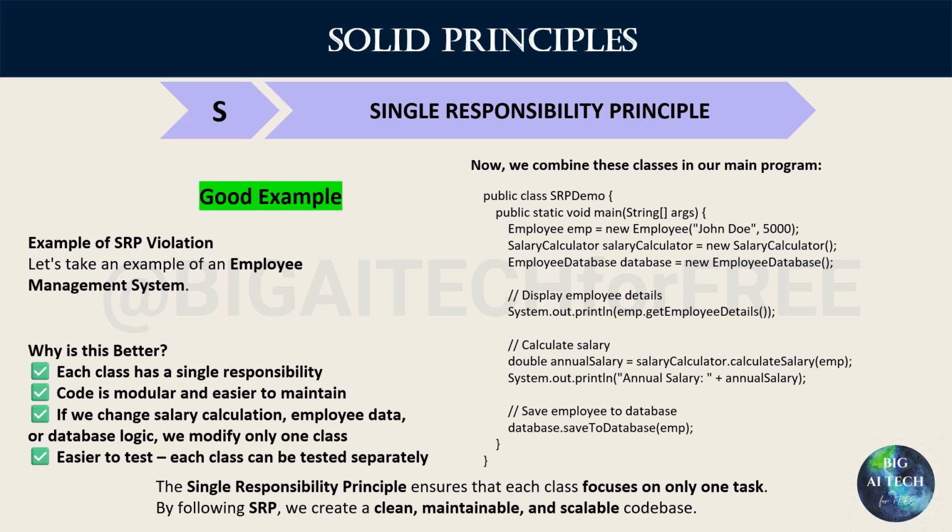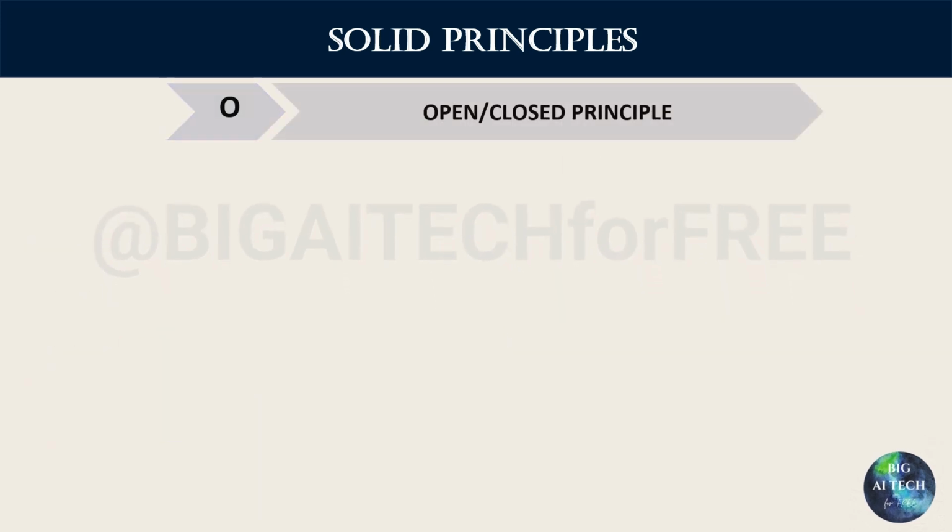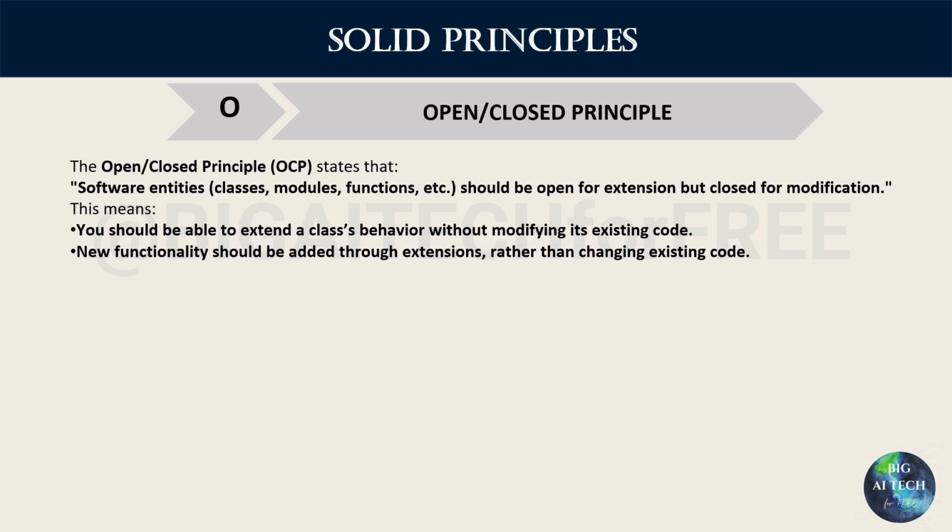On to the open closed principle. What does the open closed principle state? It says that software entities, such as classes, modules, and functions, should be open for extension but closed for modification. This means you should be able to extend a class's behavior without modifying its existing code. New functionality should be added through extensions rather than by changing existing code.